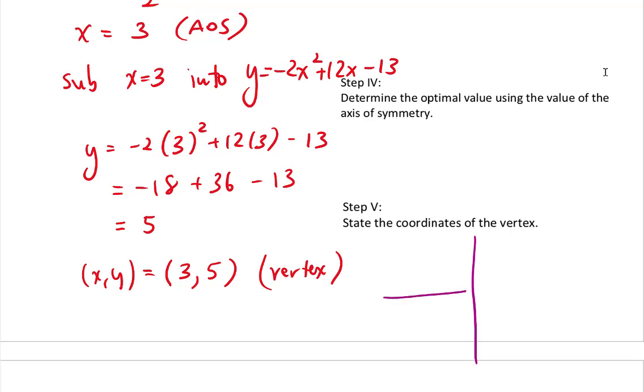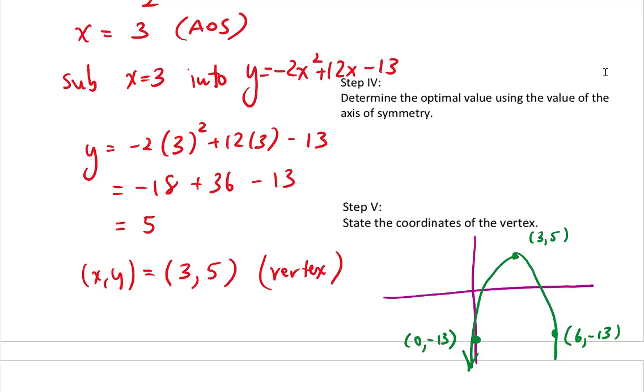So if we take our axes here, we use our points. So we had (0, -13). That was our first point. Remember, that is our y-intercept, which is the c value of the quadratic equation. And then over here we have (6, -13). And we know our vertex, which is in the middle of these 2 points, is at (3, 5). Notice the parabola opens down, which is good because if we looked at our original equation, we had a negative a value, which should give us a downward opening parabola.